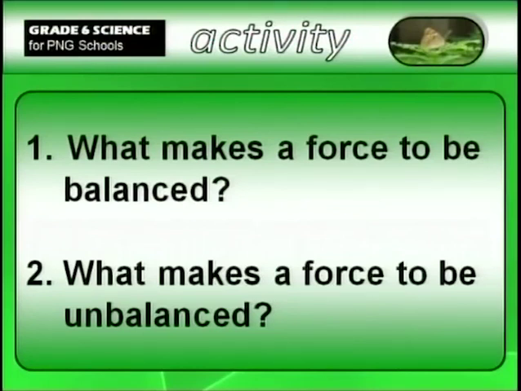What makes a force to be balanced? The heavier side will move down. The gravity will pull it down because it is heavy. Because I remove one weight, the other side is heavier than the other side. That's why it is unbalanced. Yes. So just try to think and you write the answer.